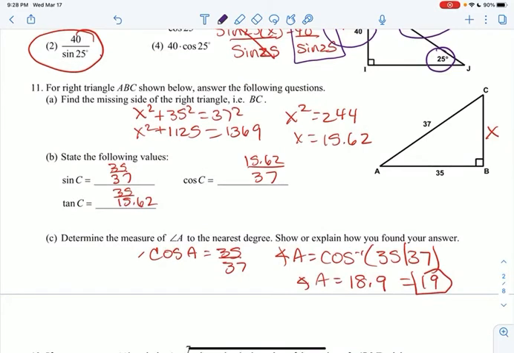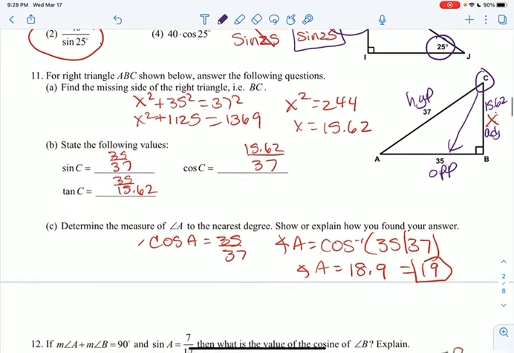And then I want to state the following values. So I'm just doing each one. So I'm doing sine of c. If I'm doing sine of c, this is opposite. This is hypotenuse. And this is adjacent, and that again is the 15.62 that I just found out. So sine is opposite 35 over 37. Tangent of c is opposite 35 over adjacent 15.62. And cosine of c is adjacent 15.62 over hypotenuse 37.